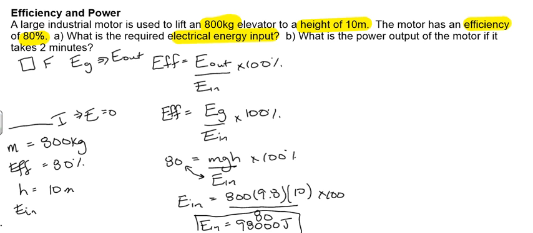Just a quick look at it: the 80 and the 8 divide, that gives me a 10. 10 times 10 is 100. So that would be 980, and then another couple zeros gives me my answer. All right, perfect.